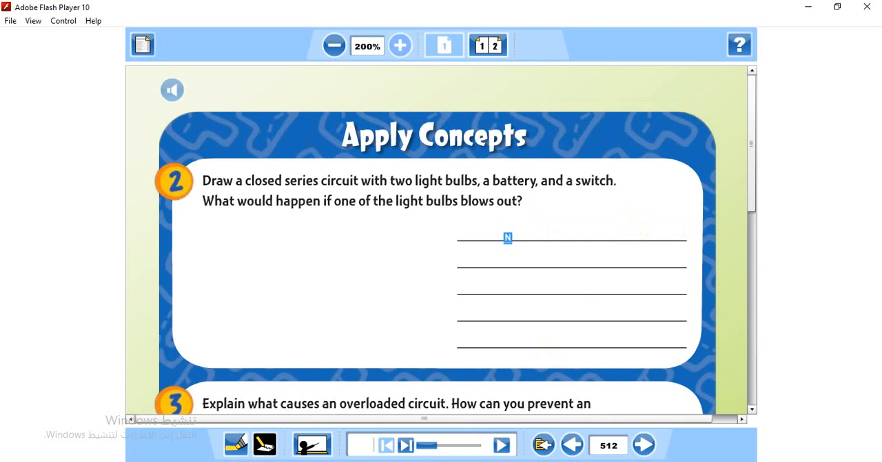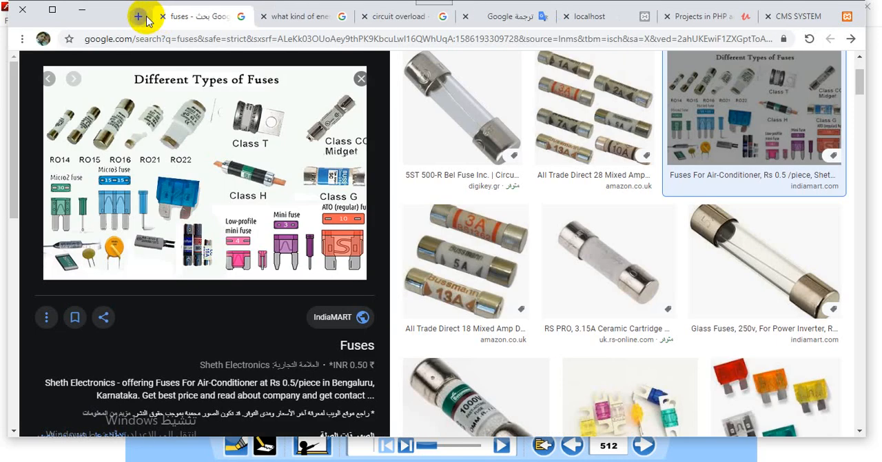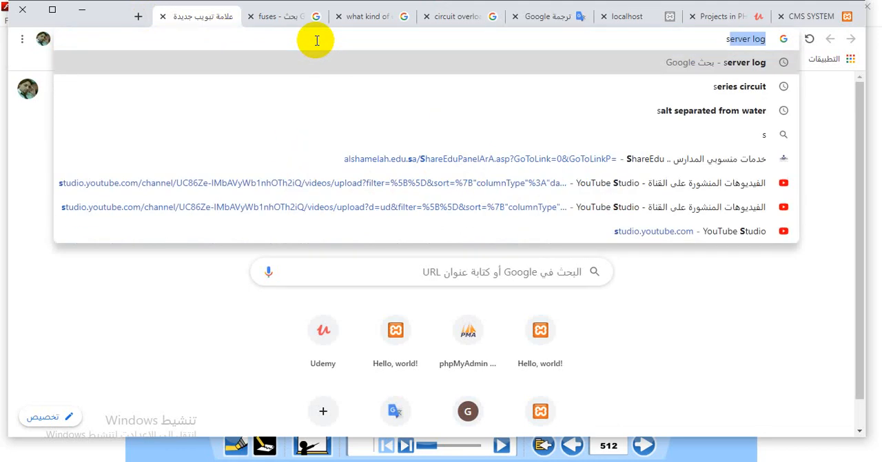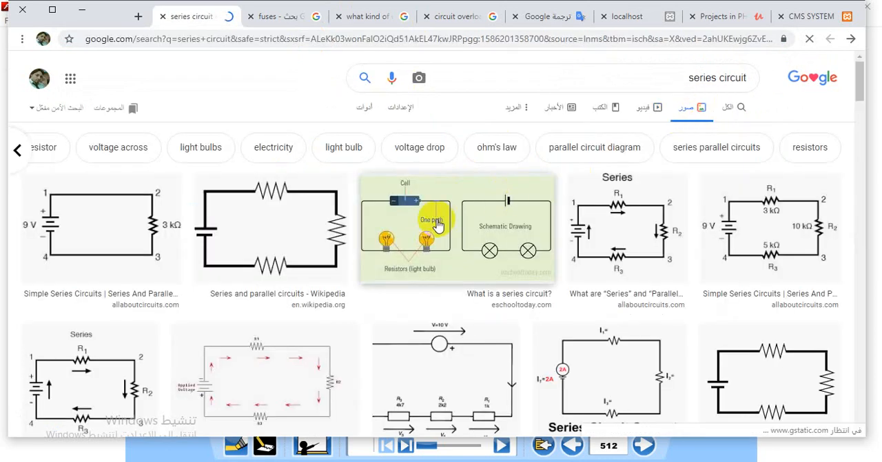If I search for an example of series circuits that have two light bulbs, here I think what we have to write here is series circuit. Okay, the series circuit. This is the example of series circuits.